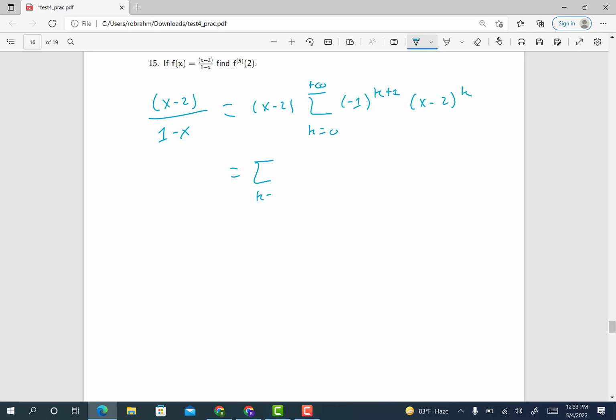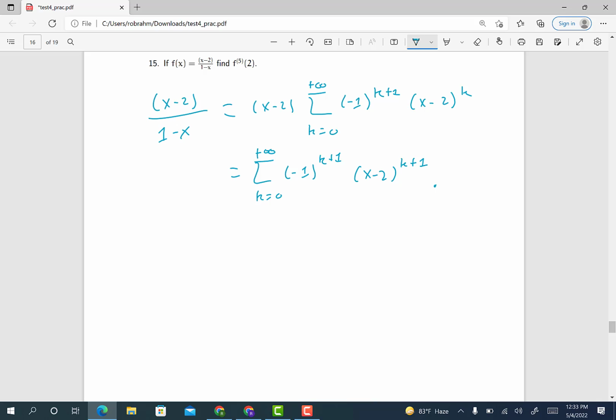And so now this is going to be the sum k equals 0 to infinity of (−1)^(k+1), sorry, that's k plus 1, not k plus 2, times (x − 2)^(k+1).